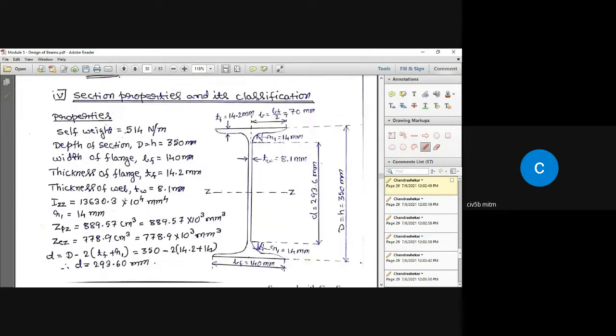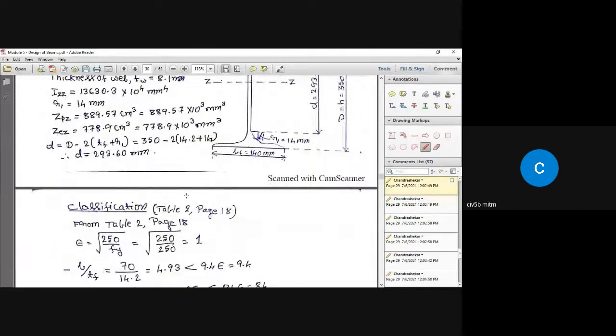After writing all the properties, go with the classification. In the classification, we are going to check whether the section is plastic, compact, or semi-compact.